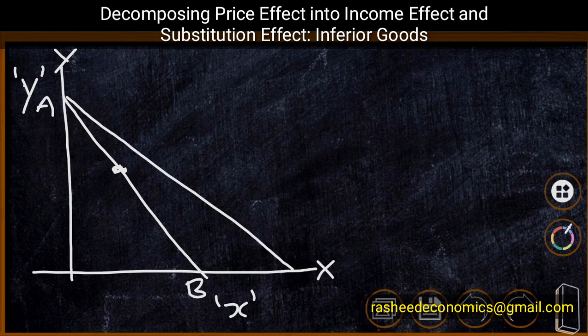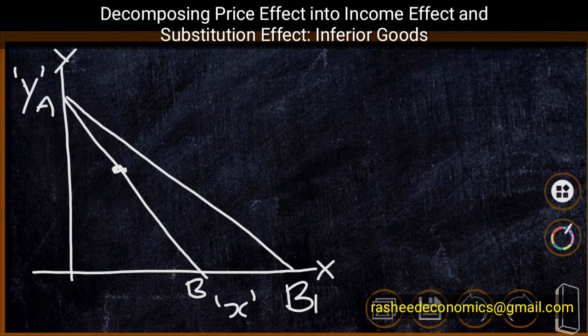When price of product X decreases, this AB will become AB1. That means consumer is able to consume more of product X. And we know that consumer's equilibrium point will be shifted to this new income price line on a particular point. We will identify it later.